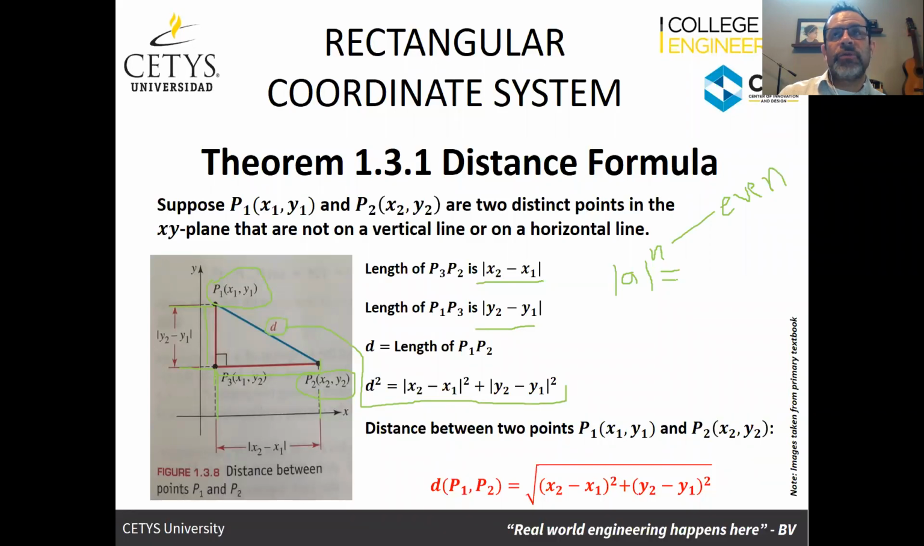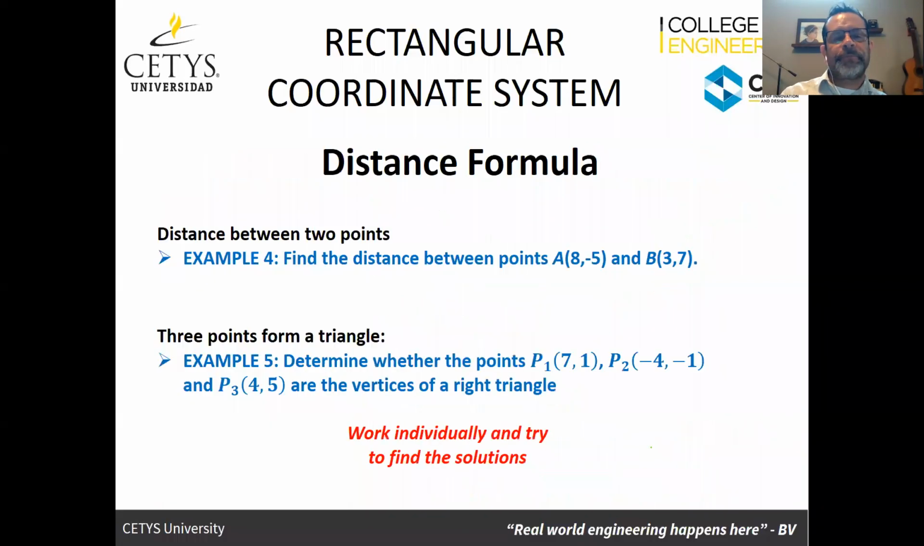If I elevate -2 to the 2, what happens there? It becomes positive automatically. So if I have an absolute value elevated to an even power, then I can eliminate the absolute value. Okay, and that's what's happening here. So the distance between 2 points is given by this expression, which is the square root of the difference of the x's squared plus the difference of the y's squared, which is an application of the Pythagorean theorem.